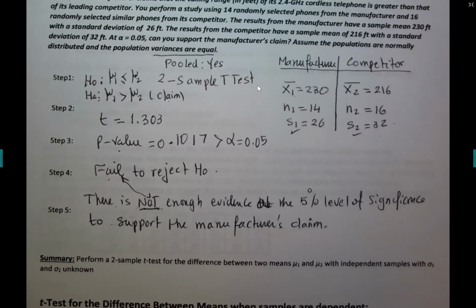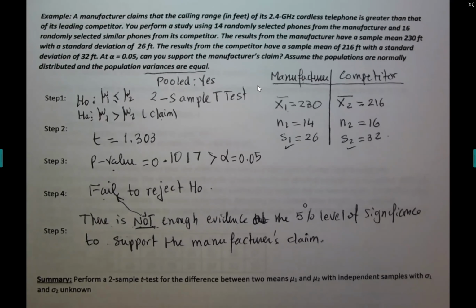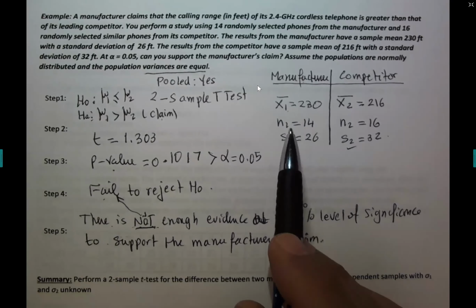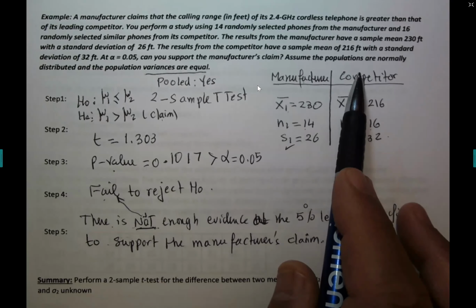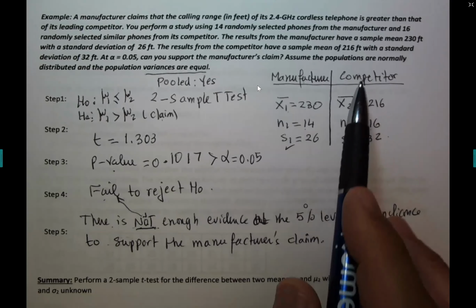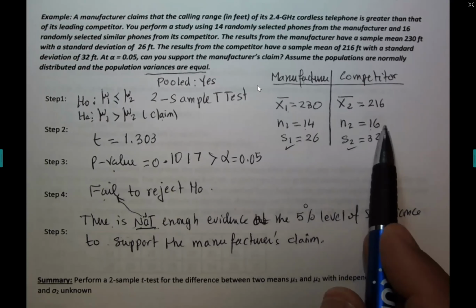All right. So this is section 8.2. These are all independent? Yeah, definitely, because it's a competitor and a manufacturer, two different places. Look, dependent, guys, it has to be the same person doing something before and doing something else after. Here we're saying we took 14 phones from this manufacturer and we took 16 phones from the competitor. They have nothing to do with each other. And what makes them independent is not the same sample size. Even if they were the same sample size, they are still independent.